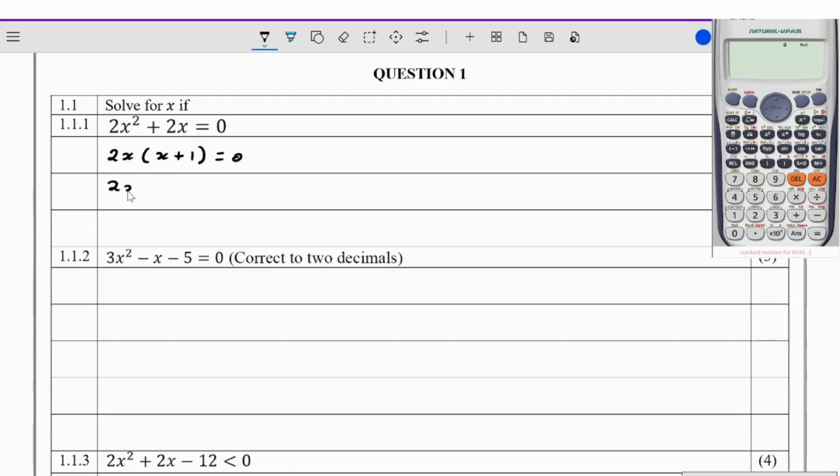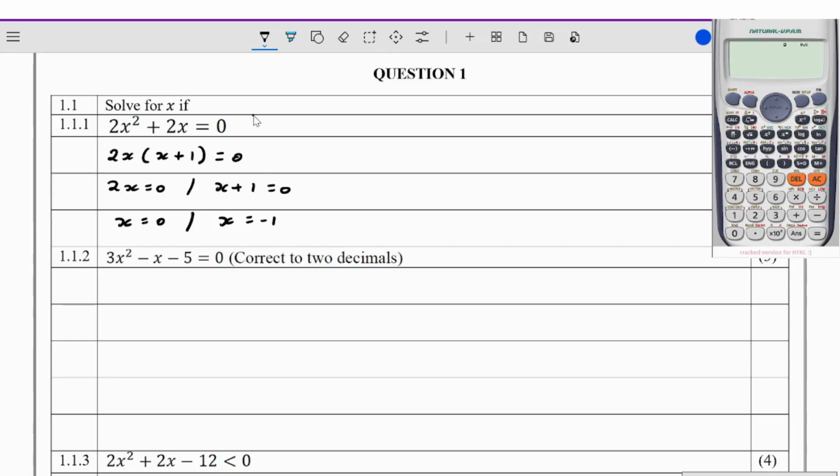So if you set your 2x to be equal to 0, and also if you set your x plus 1 to be equal to 0, you will notice that on this part the value of x is equal to 0, and then here the value of x is equal to -1.